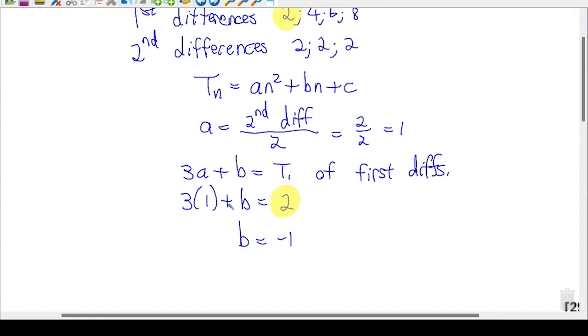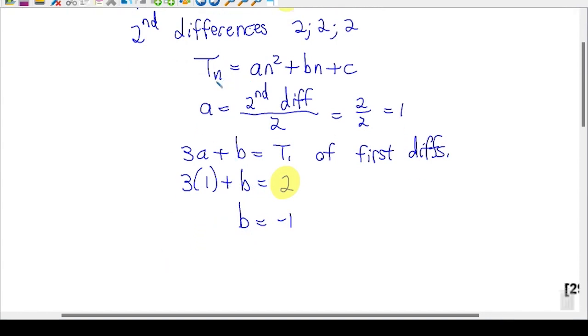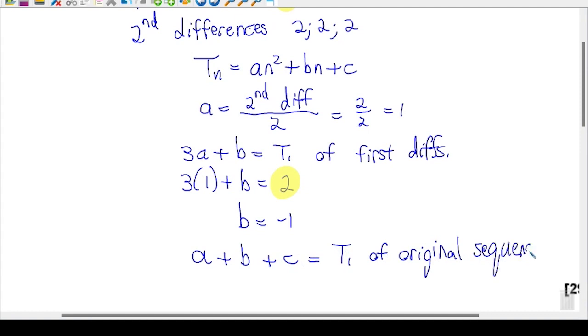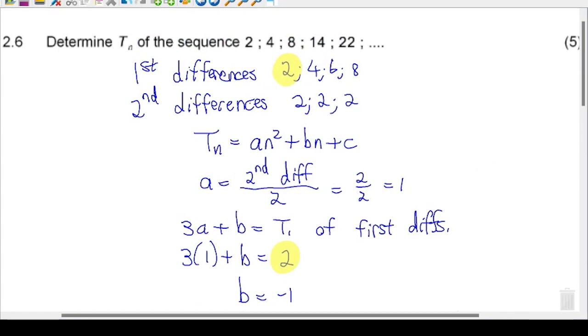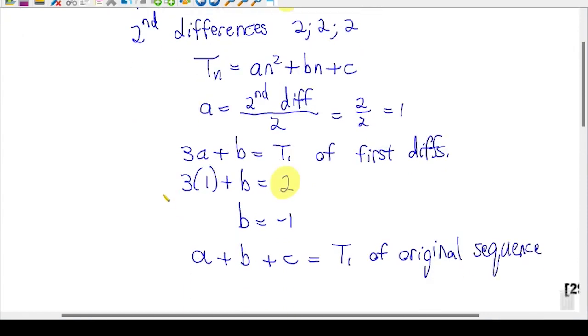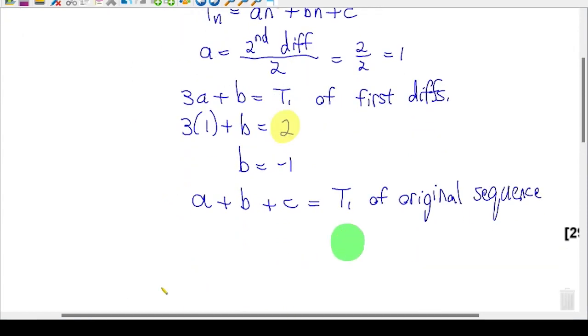Right, the next one, and it comes straight out of the little formula there, is that T1 is a plus b plus c. So in fact, a plus b plus c is the first term of the entire sequence, T1 of the original sequence. Now, this happens to be 2 again. That's just a coincidence that it's 2 on both occasions. Just going to make sure we realize which 2 we're talking about. We're talking about that 2 right at the top in the question. We're going to just highlight that. There we go. That 2 and that 2 there.